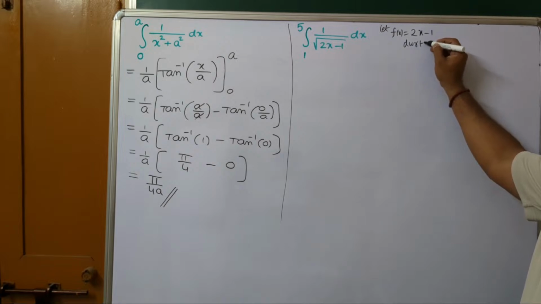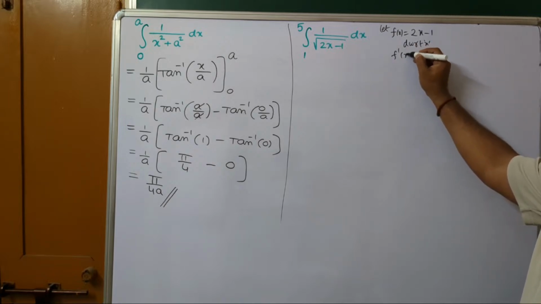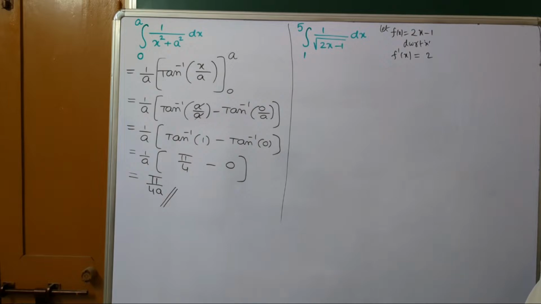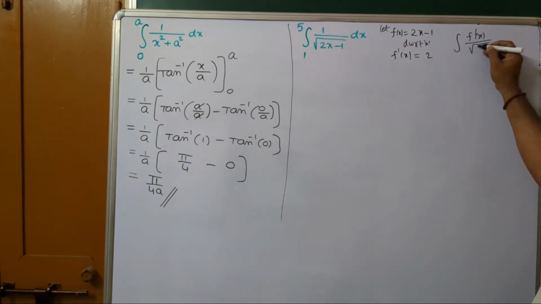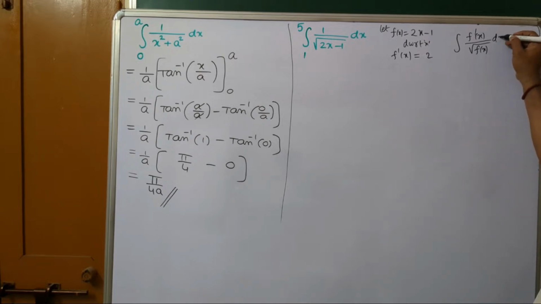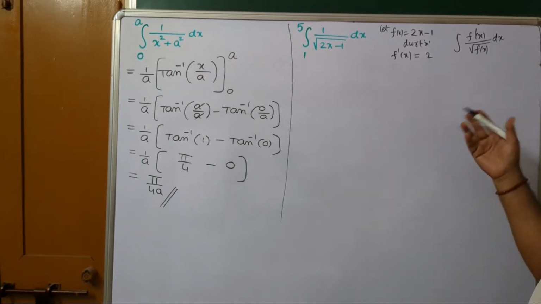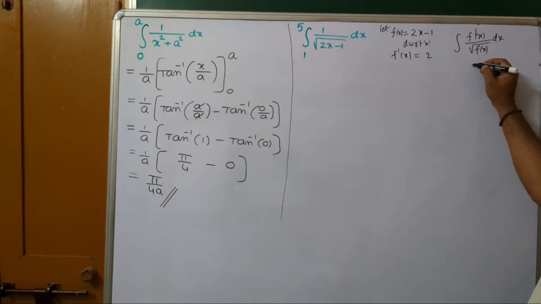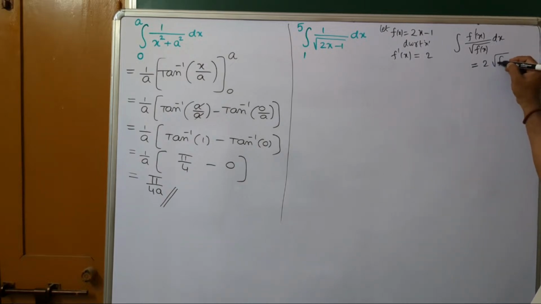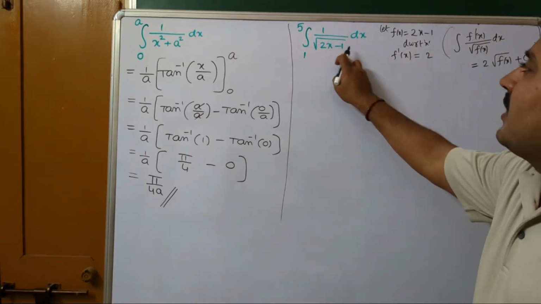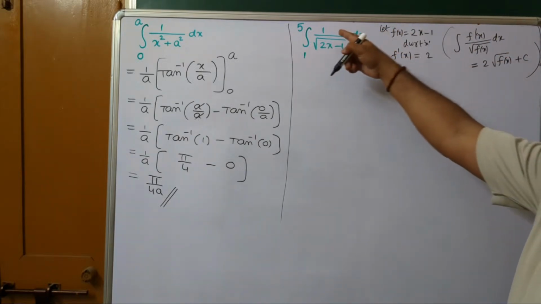Differentiate with respect to x. F dash of x is equal to 2, the derivative of 2x minus 1. Why I am writing this is, in integration we know the formula: integral of f dash of x by root f of x into dx is 2 root f of x plus c. Whenever limits are not there, it is plus c. Here limits are there. But the numerator 2 is not there here.